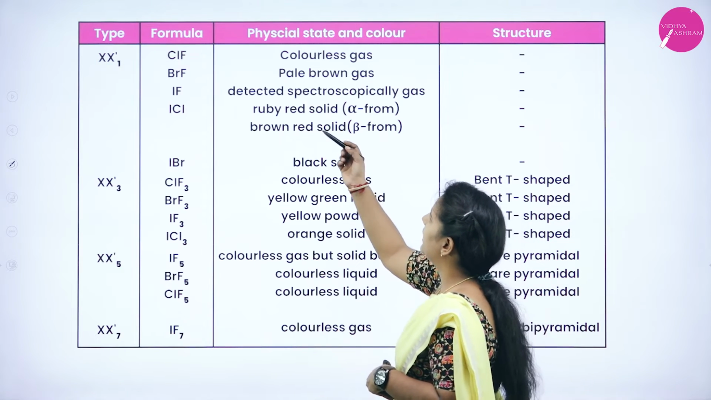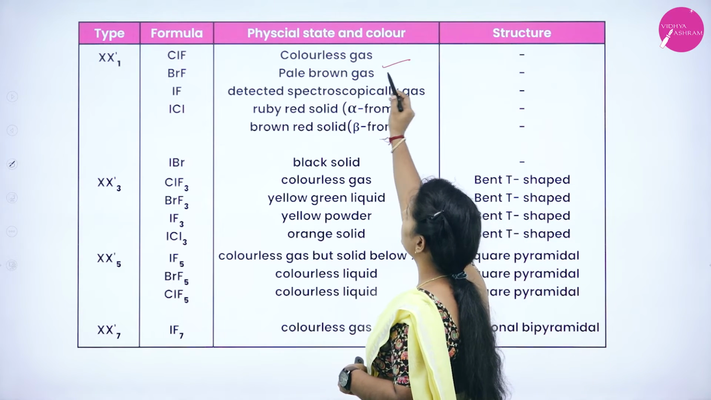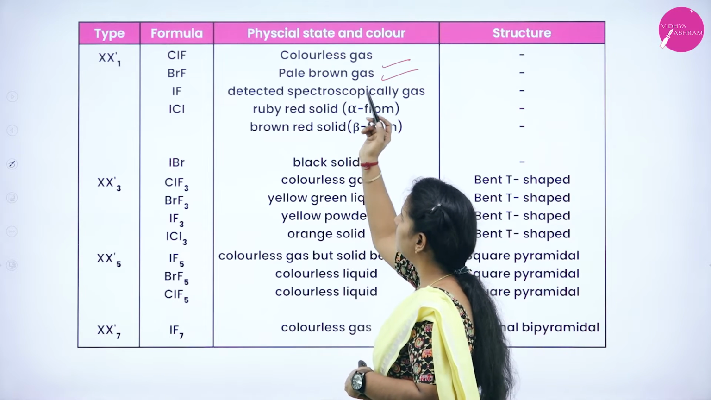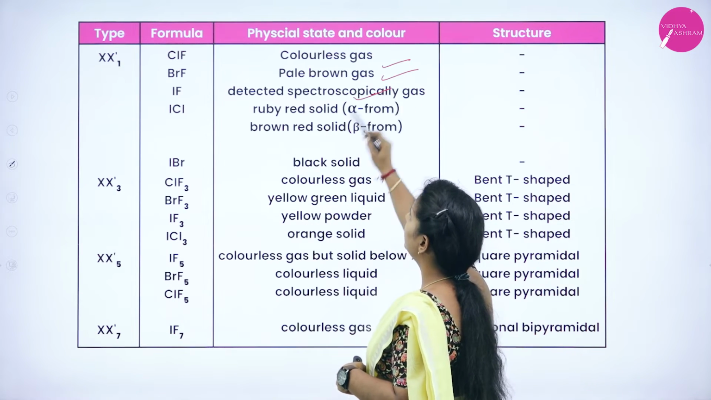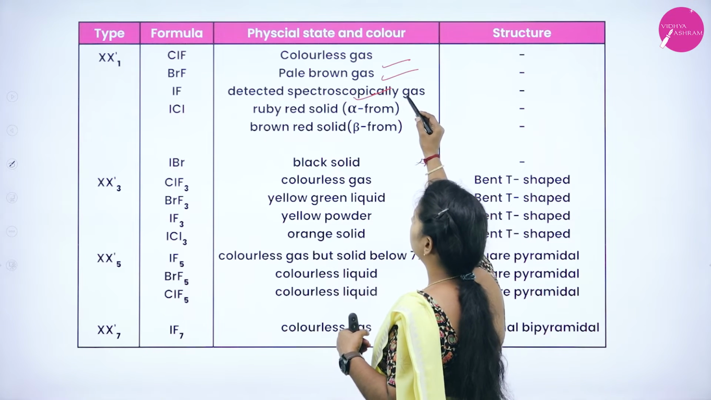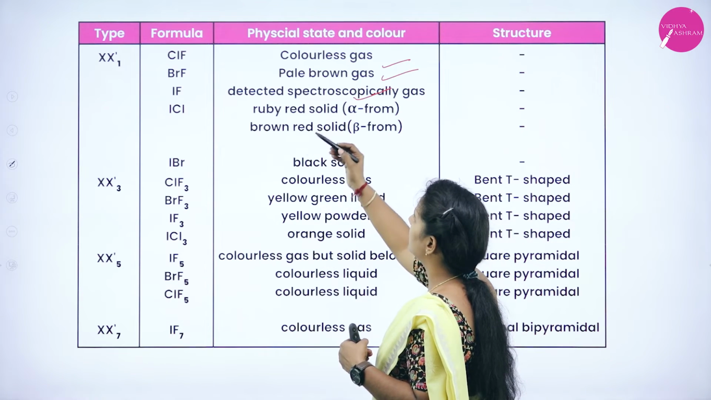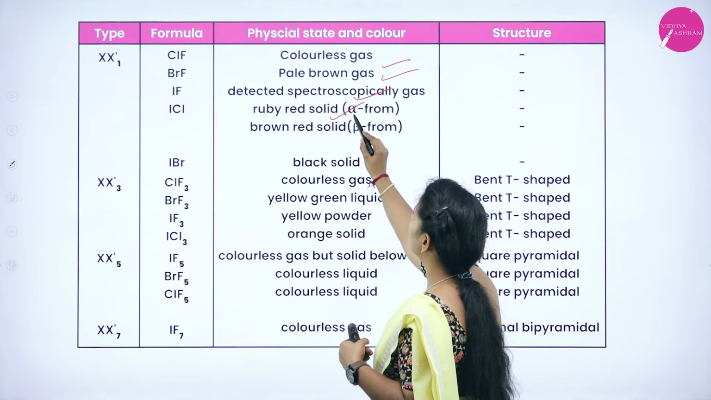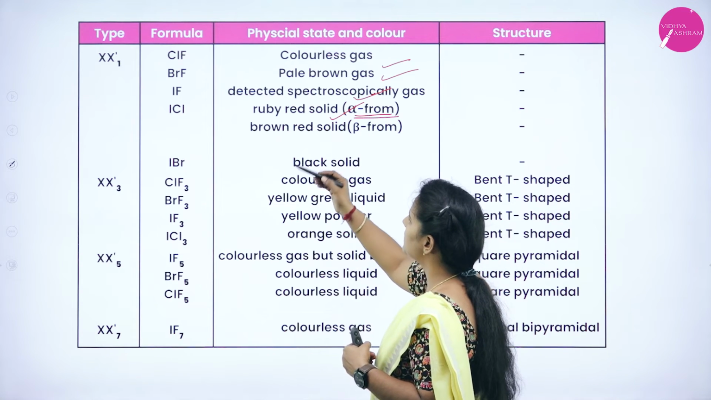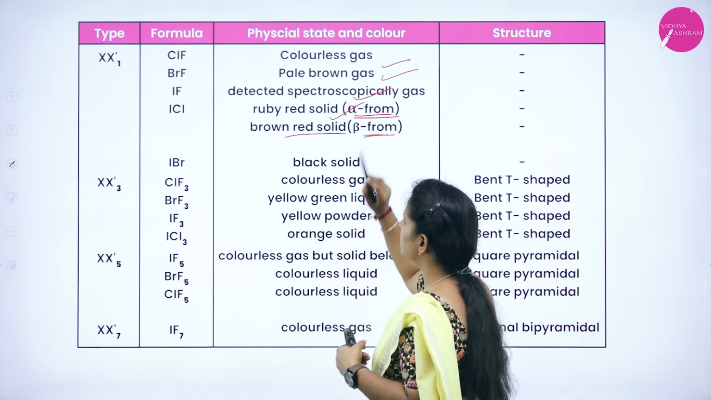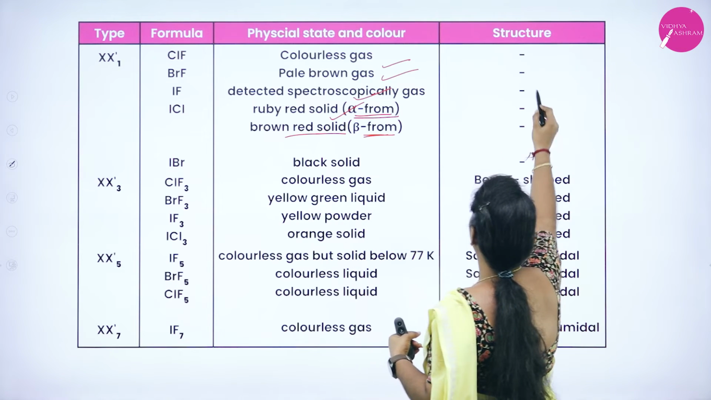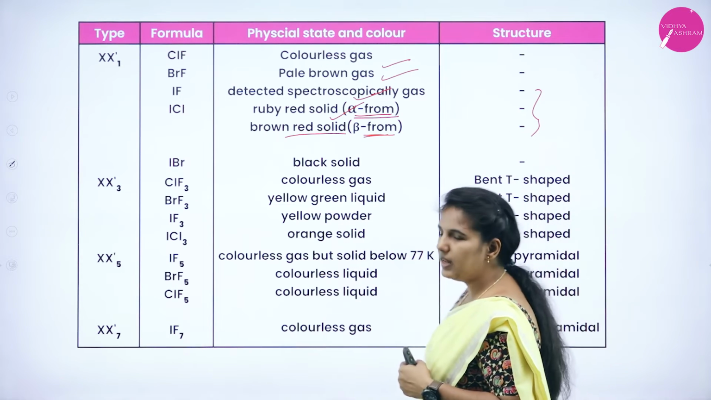Usually ClF is a colorless gas, BrF is a pale brown gas, whereas IF is an interhalogen which has been detected spectroscopically in the gas phase, and ICl is a ruby red solid in the alpha form, while it also exists as a brown red solid in the beta form. You can see that no structure is given for these.